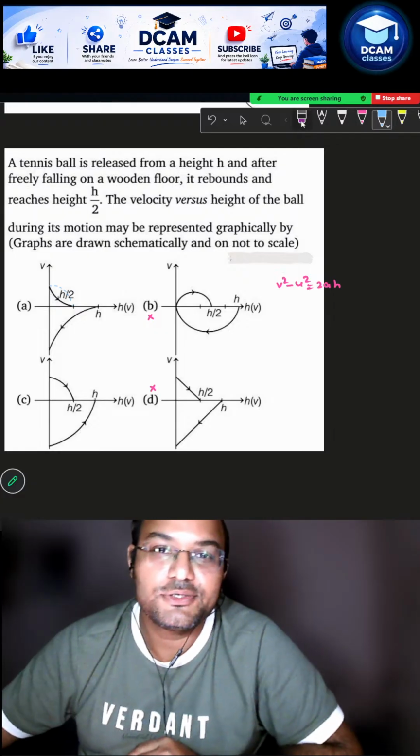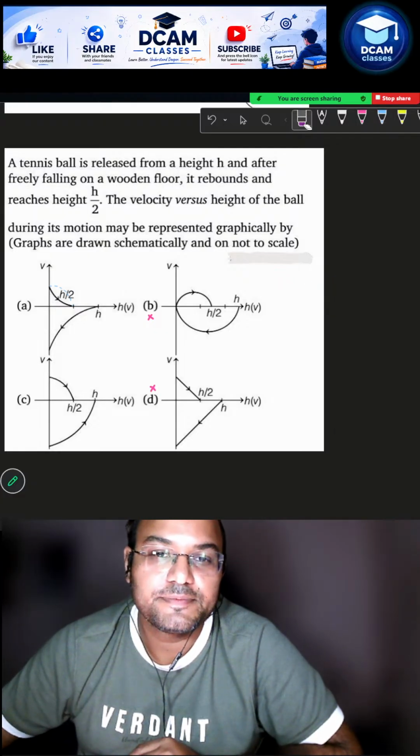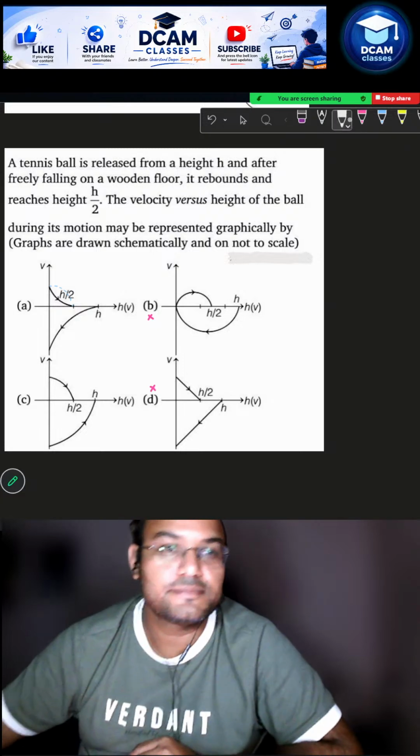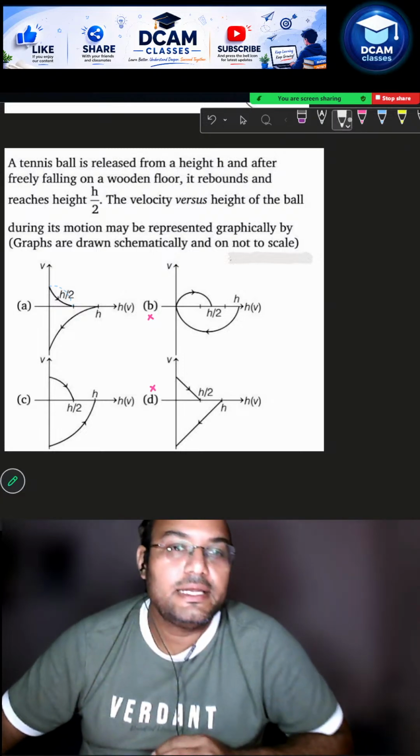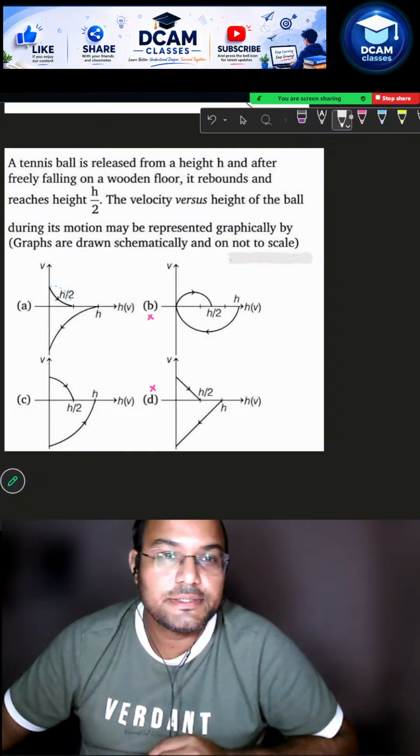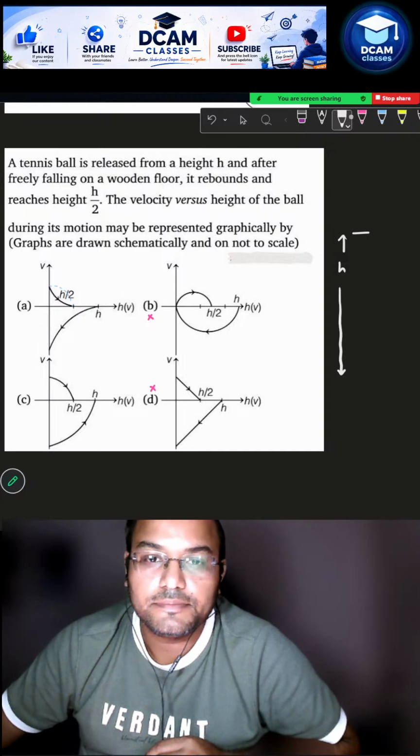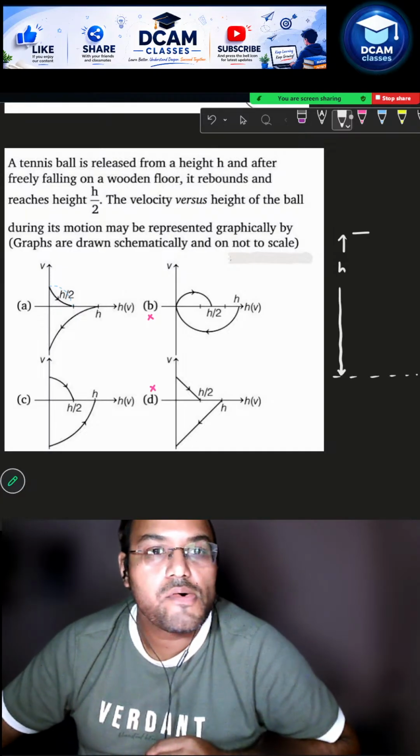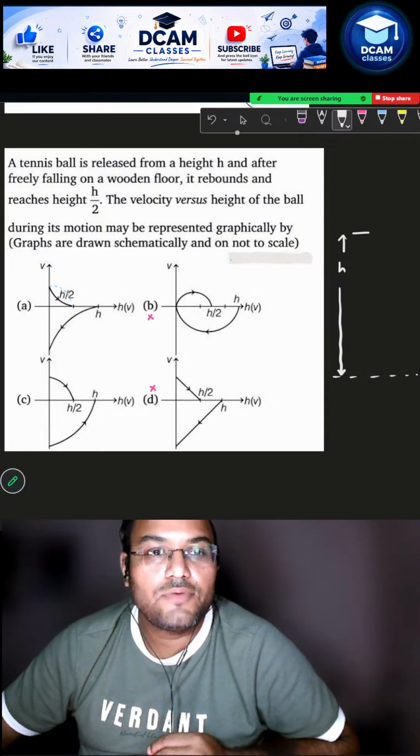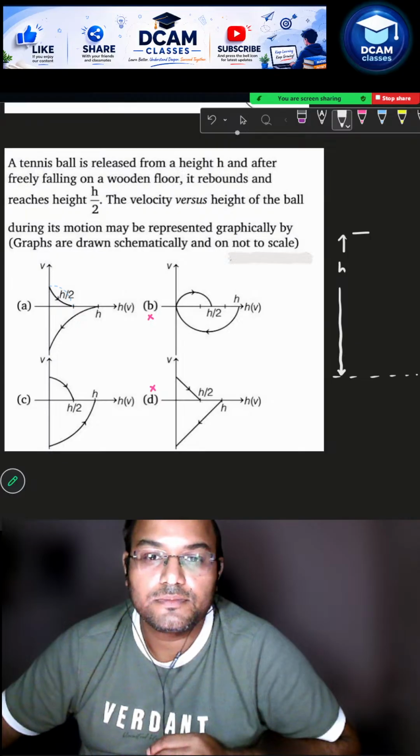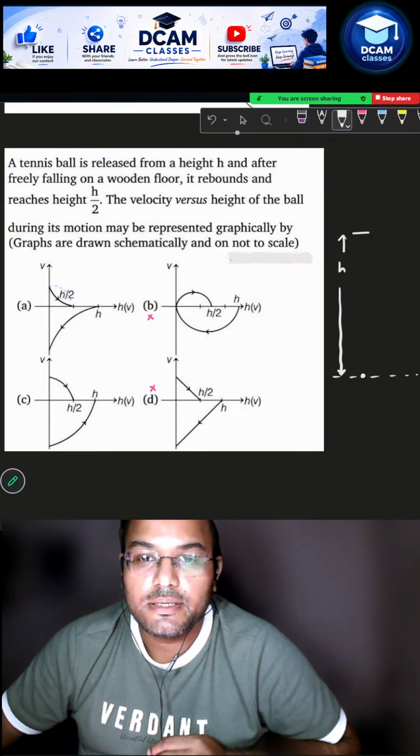Do you want me to show you the proper solving? Yes, sir. Can you show me? See, a tennis ball is released from a height h. Let's say it is height h. After falling freely to the ground, it rebounds and reaches height h by 2. It has come here, then again it goes up and it reaches the height h by 2.